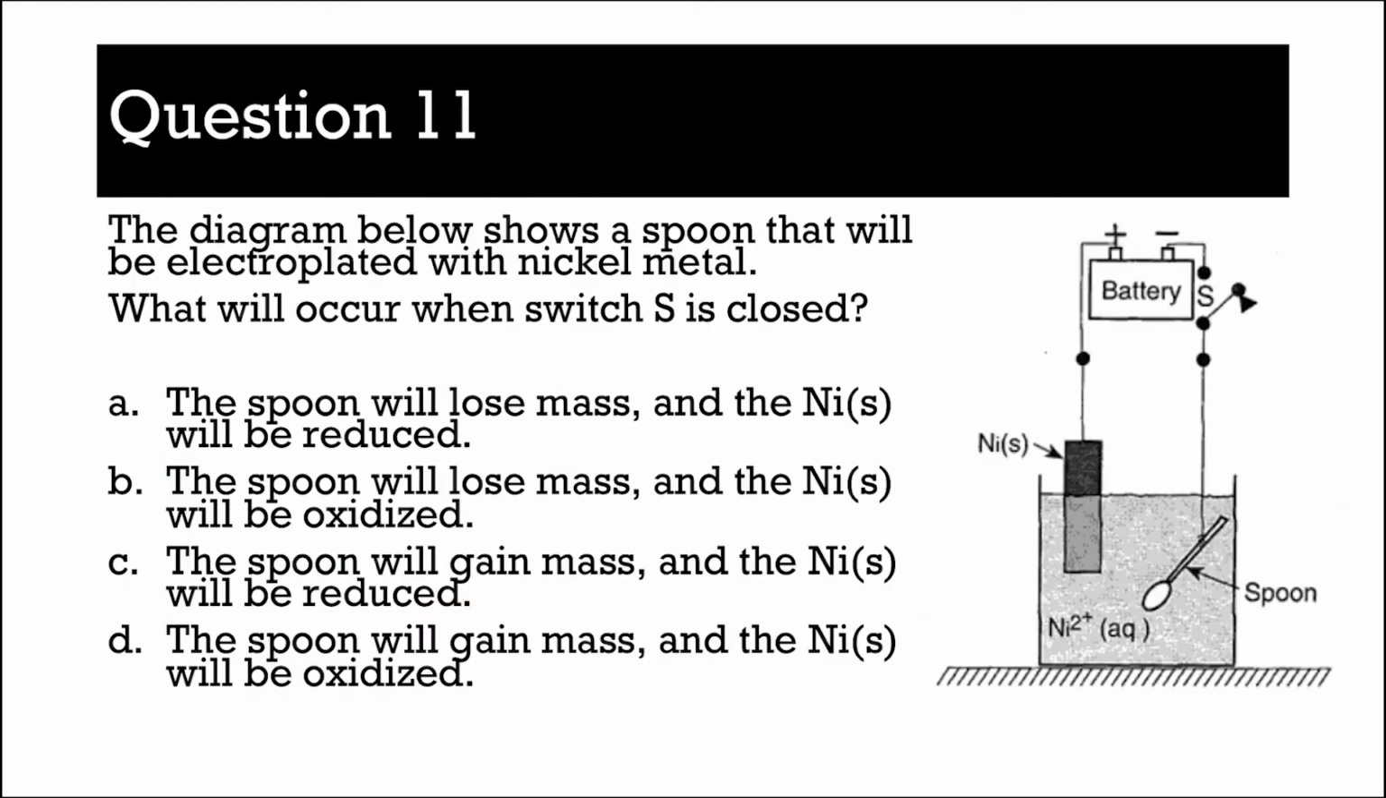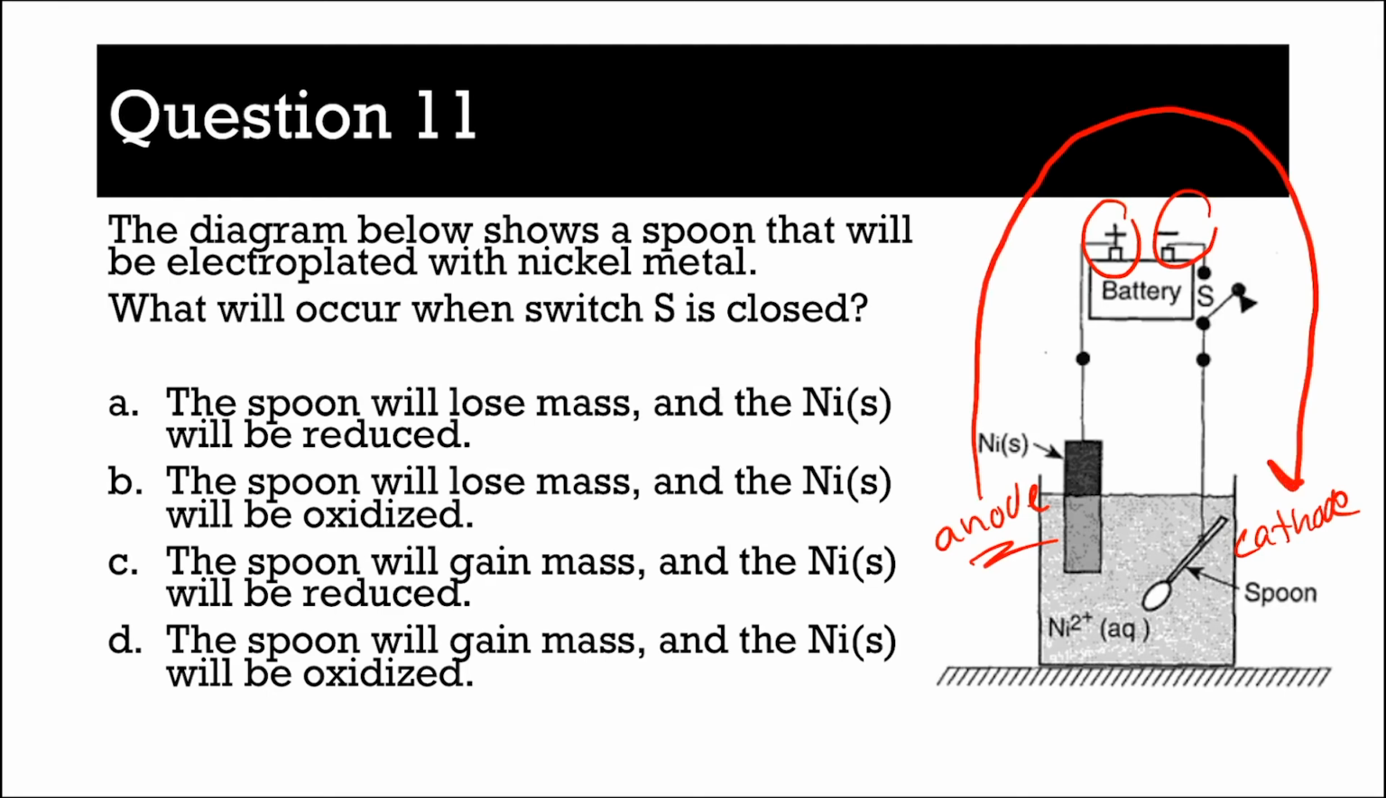Number 11 says the diagram below shows a spoon that will be electroplated with a nickel metal. What will occur when the switch S is closed? So with this, the object is going to be the cathode. That means this is the anode. And you can also tell that by here. The battery has the two charges. And in an electrolytic cell, the anode is now positive and the cathode is negative. So we know that electrons still flow anode to cathode. So here's your little positive section, here's your little negative section.